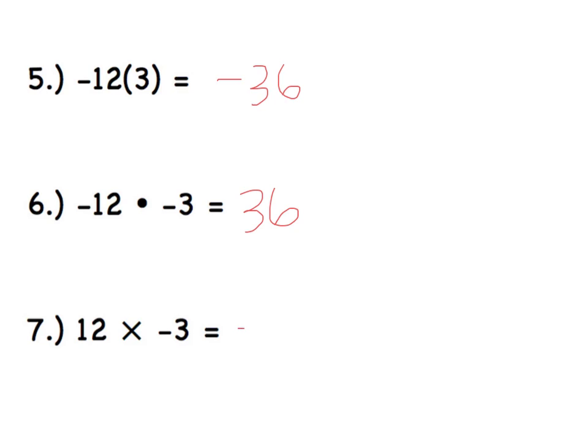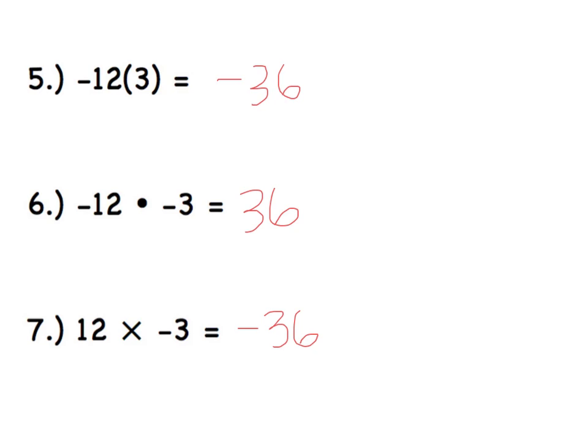For number 7, I have a positive times a negative. So that tells me that I'm going to have a negative as my answer and 36 yet again. So you can see that we have 2 examples where we get the same answer. The first one is negative, the second one is positive, and then we switch the order.